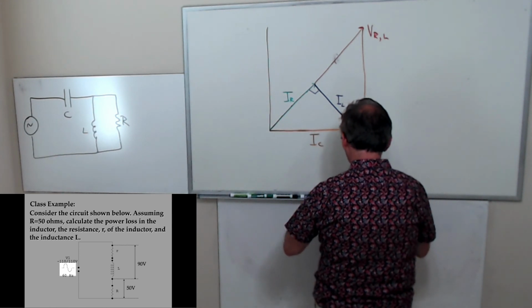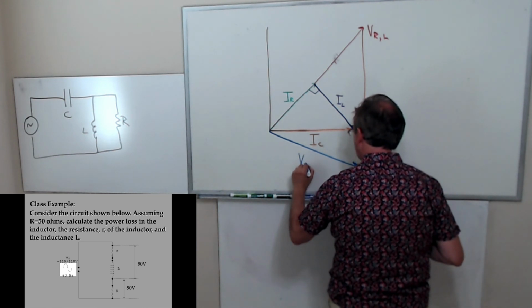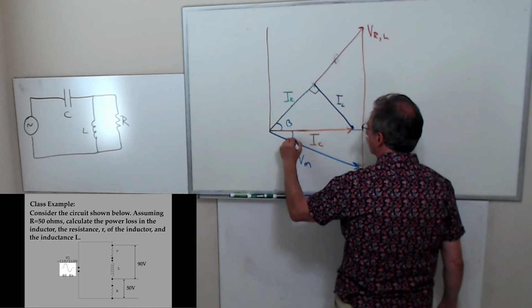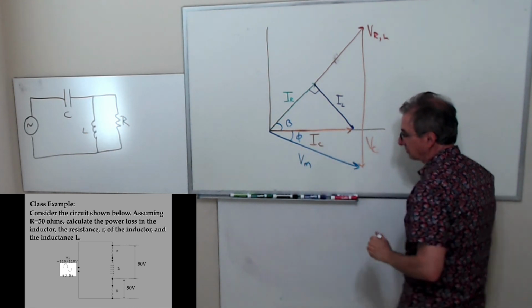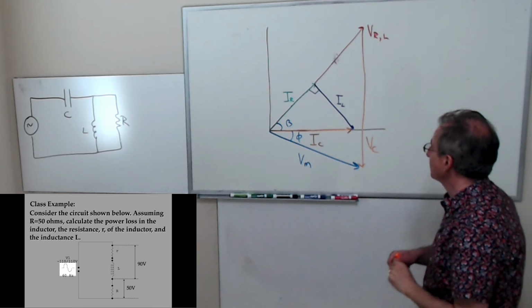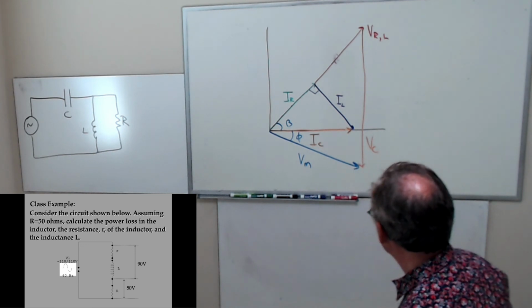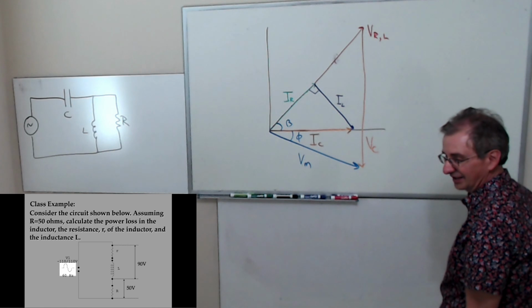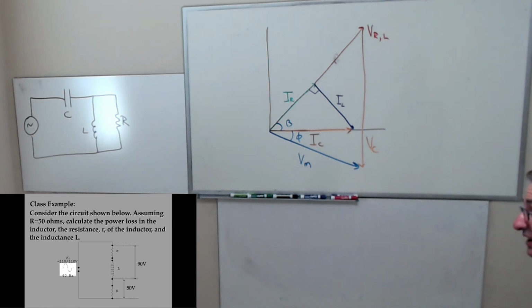And then the sum. So I can call this angle beta, and I'll call this phi, because this is the angle between the total current and the power supply voltage. That's my phasor diagram. I'm feeling like I'm in an arts class right now.